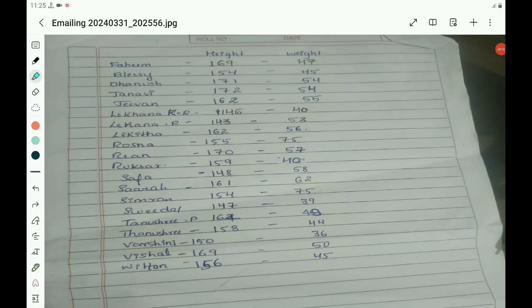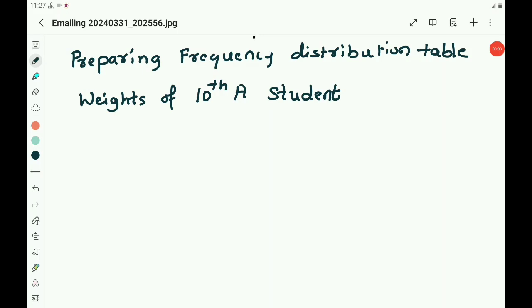Let us continue the activity. Now let us take the measurement of weight of 10th year students and let us prepare a frequency distribution table. Then we can find the measures of central tendency: mean, median, mode.